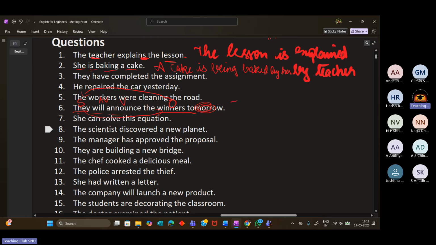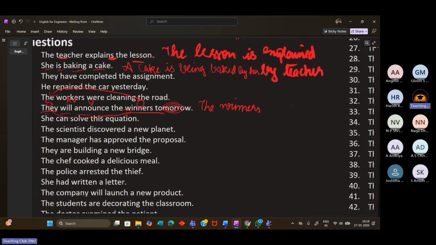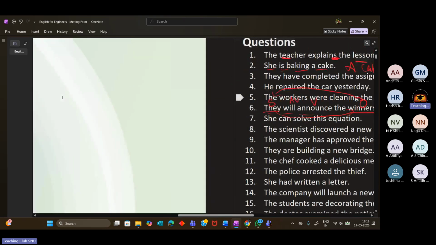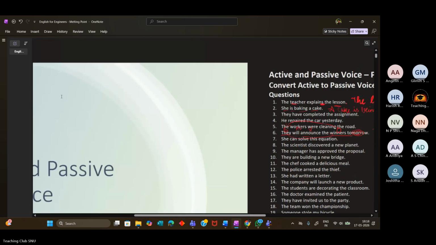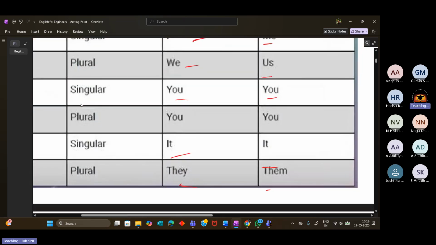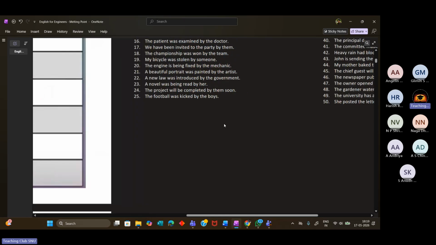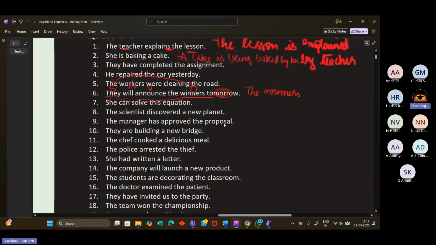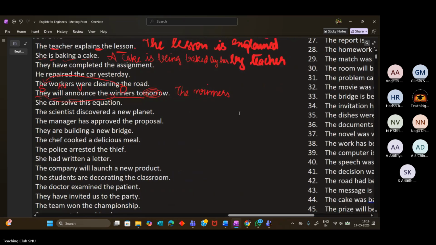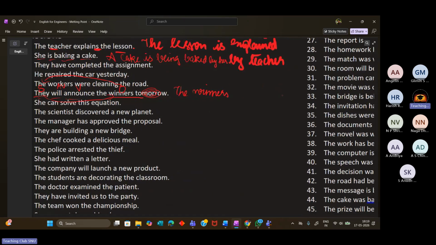So we start with the winners. The winners, sorry. We saw that when the subject in the active is they, in the object it becomes them. Okay, wait, yeah, see. When the subject in the active is they, first it becomes them, right? So yeah, the winners. Okay, so we have the winners and we have them here.